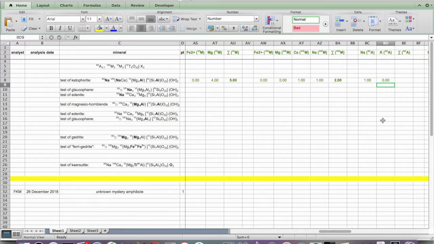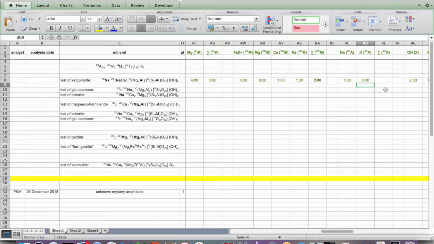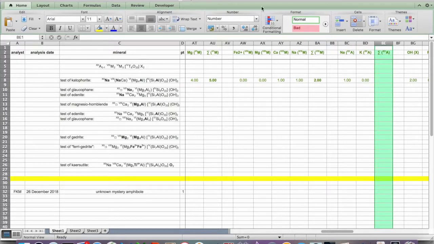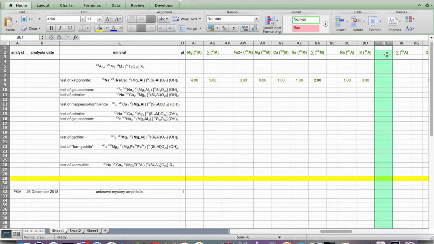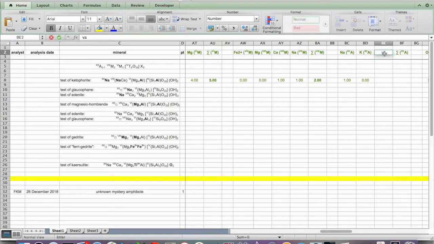Now there's one additional column that I'm going to add here. I don't have it in here at the moment, but if you look back at the original amphibole formulas, a number of these have a vacancy in the large 12 coordinated site. And so it might be convenient to maintain a record of this vacancy. And so I will add an additional column here, and I will just call it vacancy in the A site.